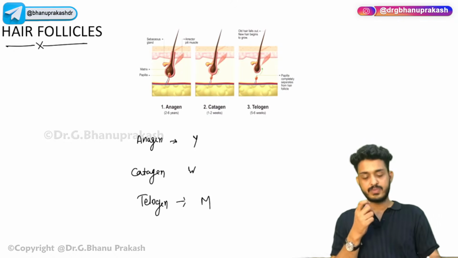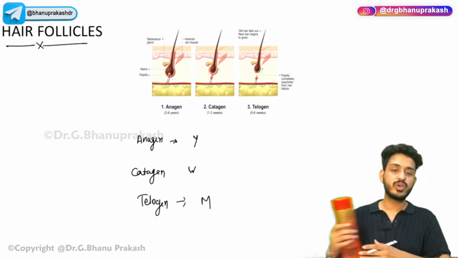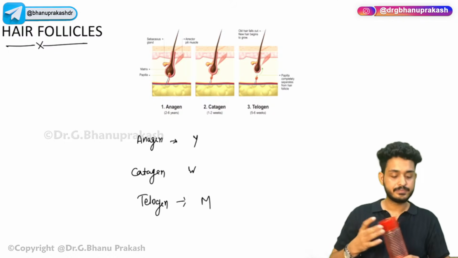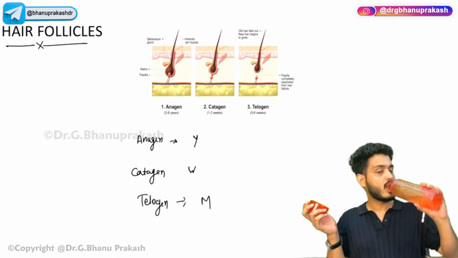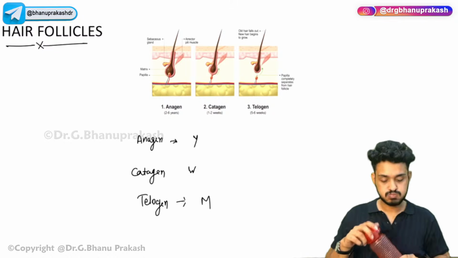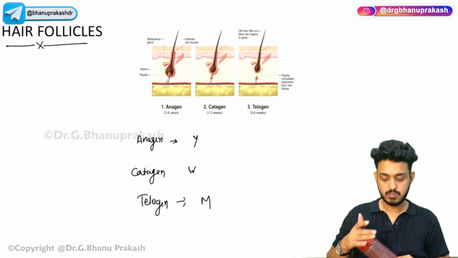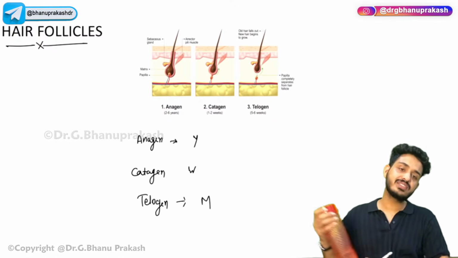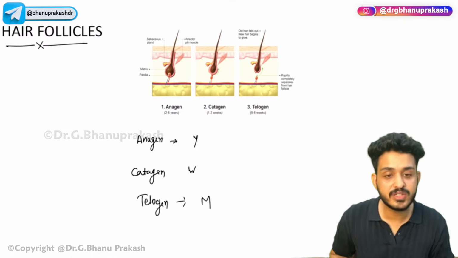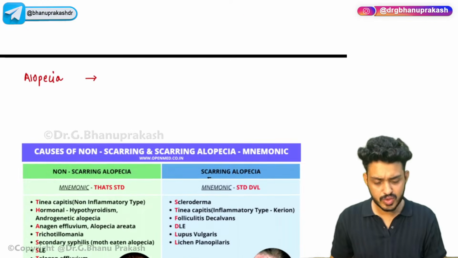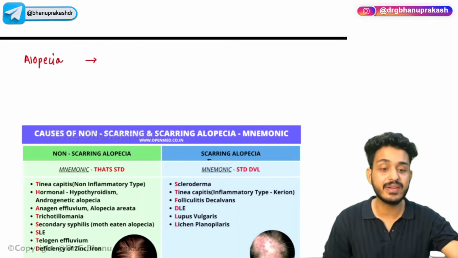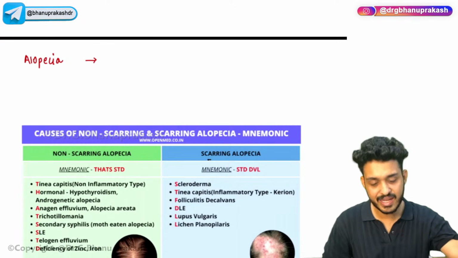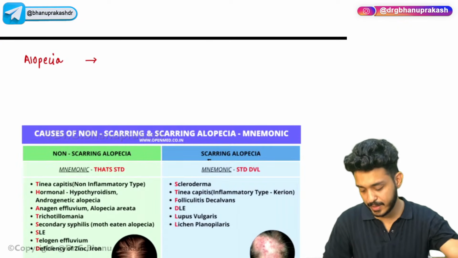So if there is increased hair loss, what do we call it? What do we call hair loss? If there is hair loss, we call it alopecia. Alopecia, right? So let's discuss alopecia. They are asking questions based on alopecia. We have different types of alopecia.